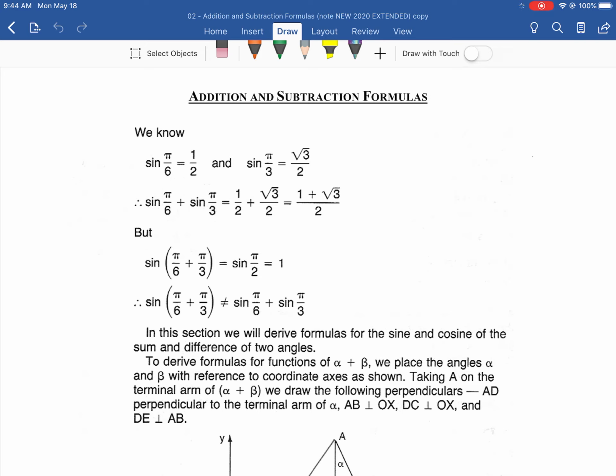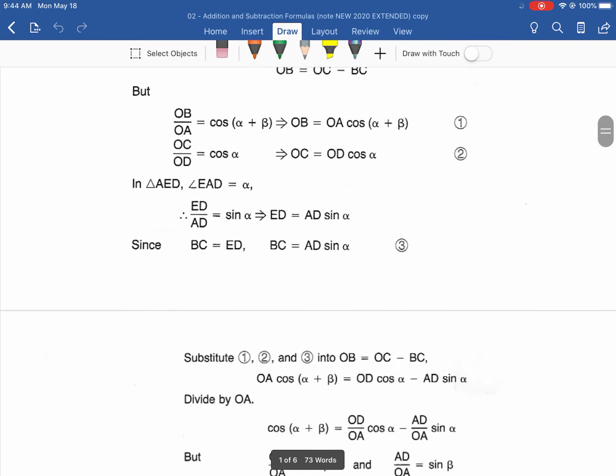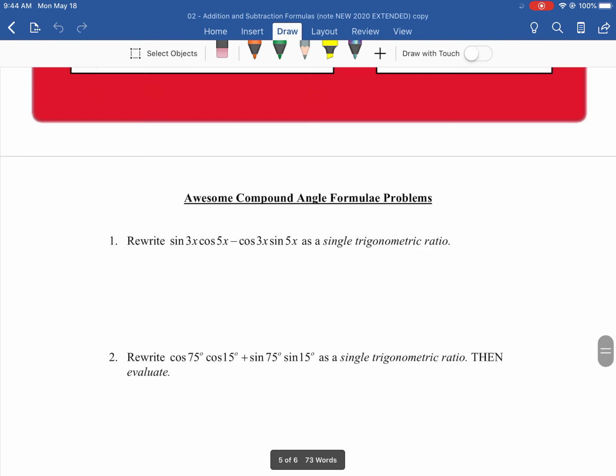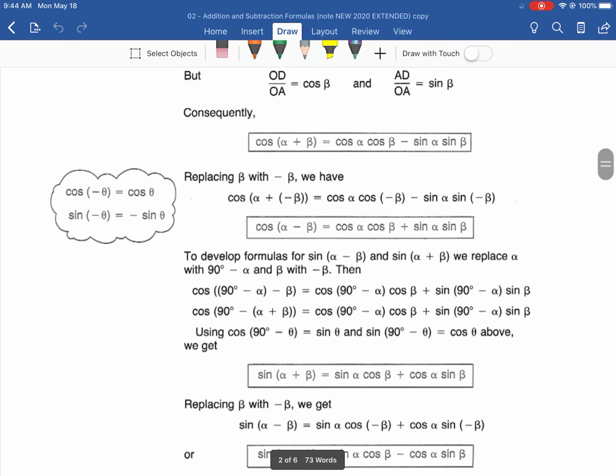All right, today's lesson, addition and subtraction formula. Sometimes these are called the compound angle formula. And it really is going to show you how to work with sine and cosine at a much higher level than we have in the past. I need to tell you it's a very long lesson. We go through a lot of stuff here.